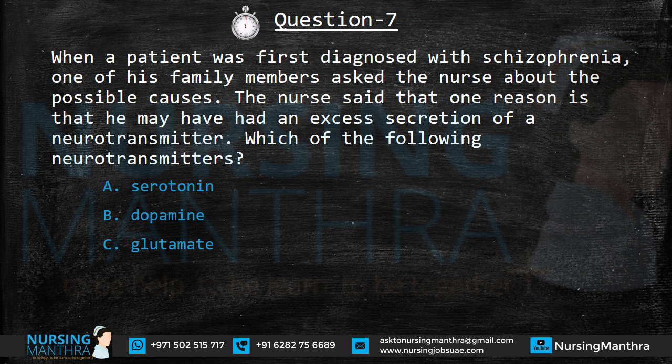When a patient was first diagnosed with schizophrenia, one of his family members asked the nurse about the possible causes. The nurse said that one reason is that he may have had an excess secretion of a neurotransmitter. Which of the following neurotransmitters? A. Serotonin. B. Dopamine. C. Glutamate.